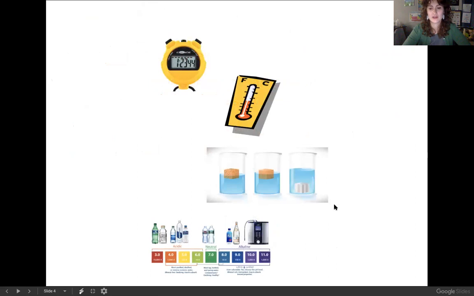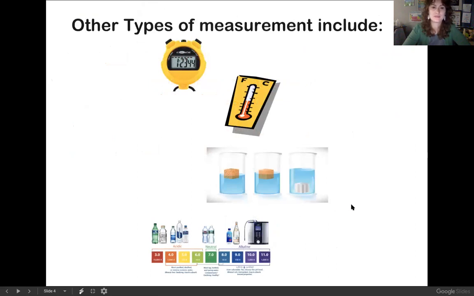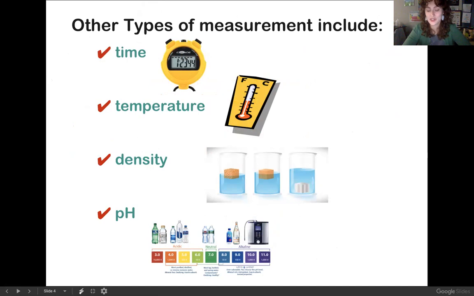Okay, next section of your notes. Here are some other things that we measure a lot in science. Time, temperature, density, which you should remember from last year, and pH, which you might not have ever heard of, but it's another thing that we can measure.